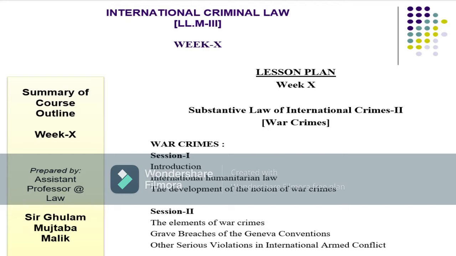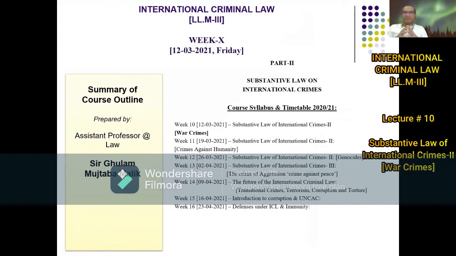And here, students, is the second part of our course, that is the substantive law on international crimes. This is the course syllabus and timetable. I am giving you a review of that part from the current week. This week we are going to discuss war crimes, and next week crimes against humanity, then genocide, followed by the crime of aggression, which is the crime against the peace, and thereafter further theories and principles regarding international criminal law, that is transnational crimes, terrorism, corruption, and torture, which is the future of international criminal law.